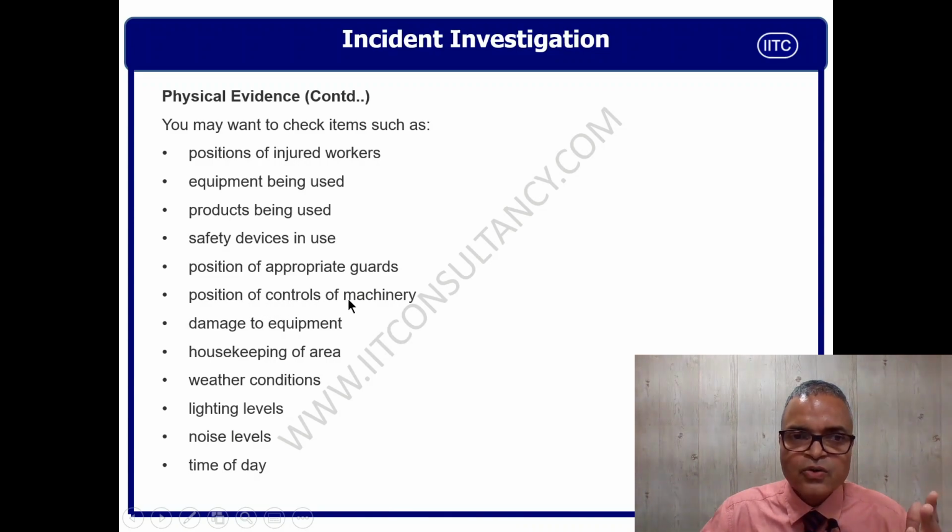Position of the controls of machines: what was the position of the control of the machinery. Damage to the equipment: what was the damage, the extent of damage, how and where it was damaged, and which portion of the equipment was damaged. Take the photographs. Housekeeping of the area, to avoid any unsafe act or unsafe condition, like slips and trips and other things.